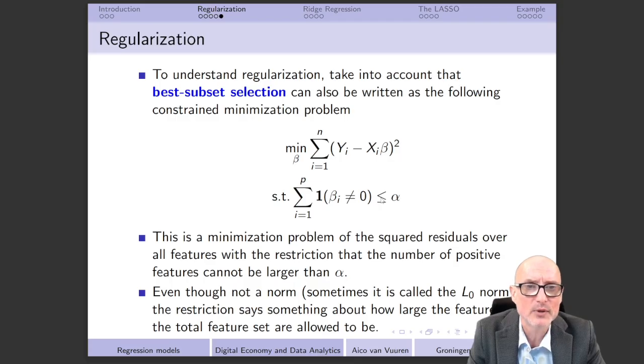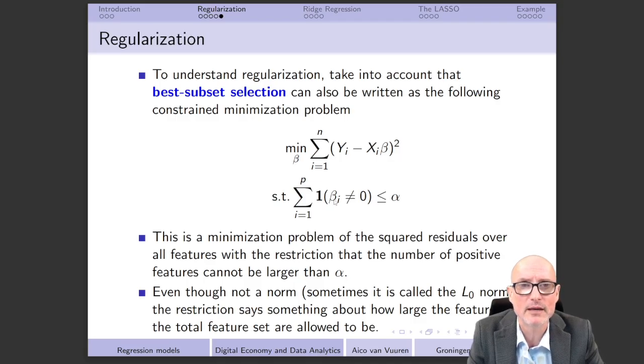The reason is that it doesn't matter that much. Take into account that at the moment that the sum that we have over here would still be strictly smaller than alpha, then we can always improve, or at least decrease, this sum of squared residuals by including one additional feature for which beta is no longer equal to 0.